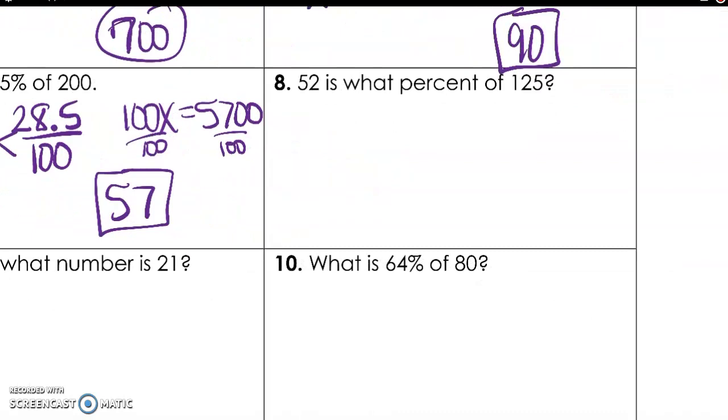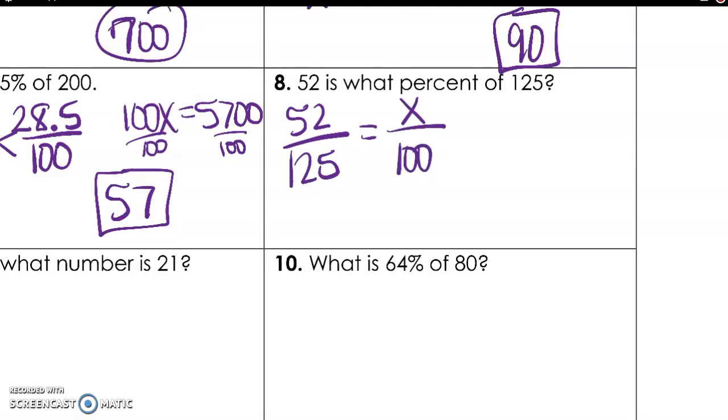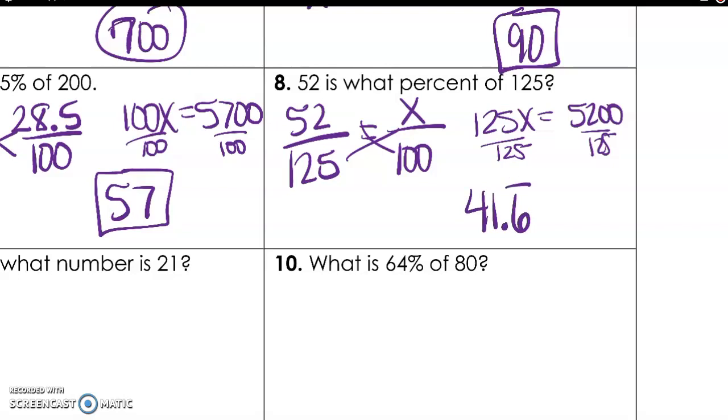Number 8, 52 is what percent of 125? So we don't know our percent. 52 is your is, and of is 125. You're asked to find the percent, so x over 100. So 125x equals 5,200. Divide by 125, and you get 41.6 repeating percent. If you'd rather change it to 41 2/3, you can, but 41.6 repeating is fine.